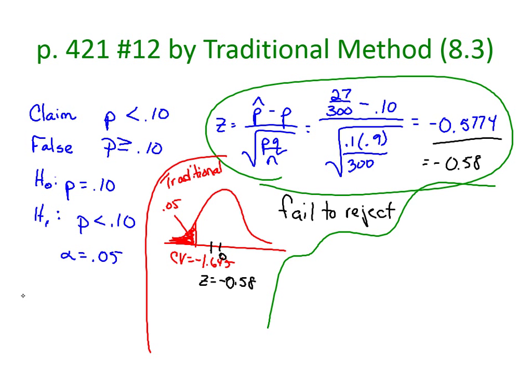If I'm doing the p-value method, I still draw myself the diagram. The difference is now if I'm doing the p-value method, I take my test statistic and I figure out the probability that I can get that value. So my test statistic in this case is the negative 0.58. Now, to find my p-value, it does change whether it's a one-tailed, a two-tailed, left-tailed, right-tailed, or two-tailed test.